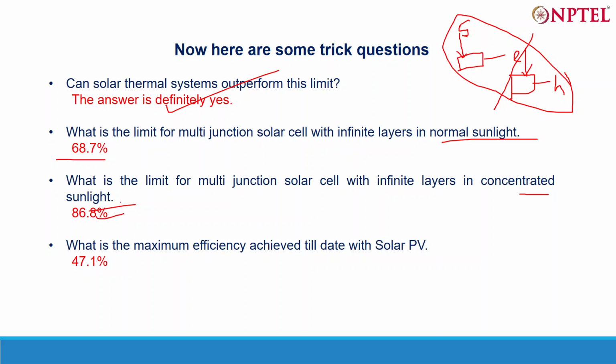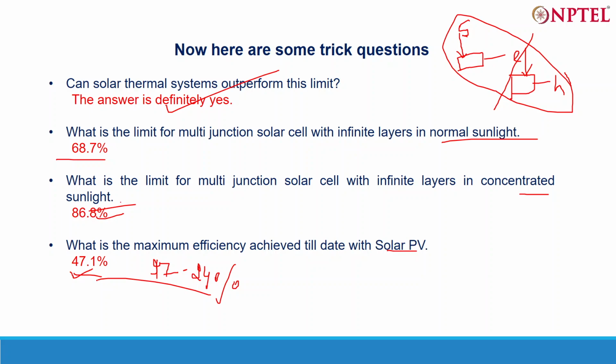Okay, so be clear on this. And one more trick question I wanted to ask: what is the maximum efficiency achieved to date with solar PV? Many of you might not know this, but in the lab, with experiments, 47.1% efficiency has been achieved, but in general the efficiency varies between 17 to 24%.